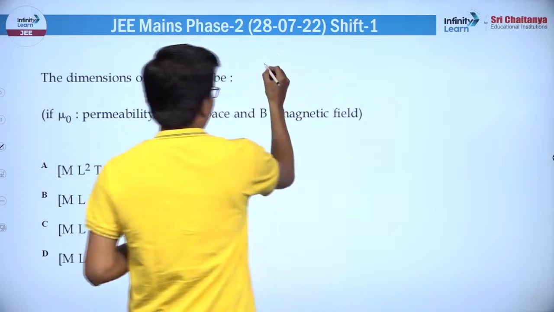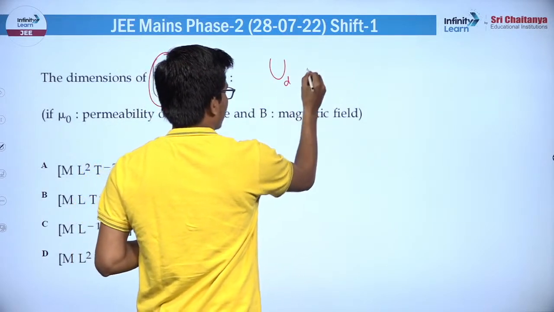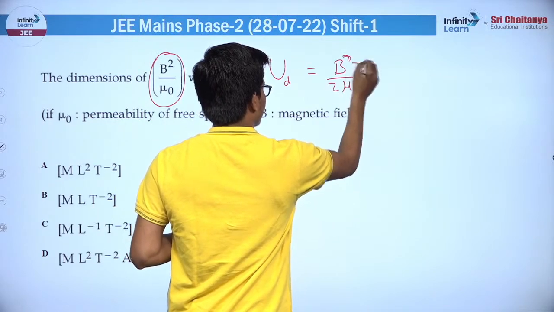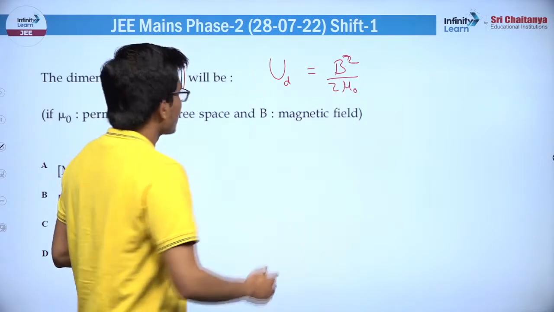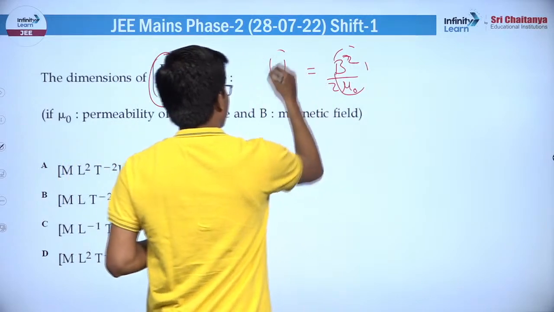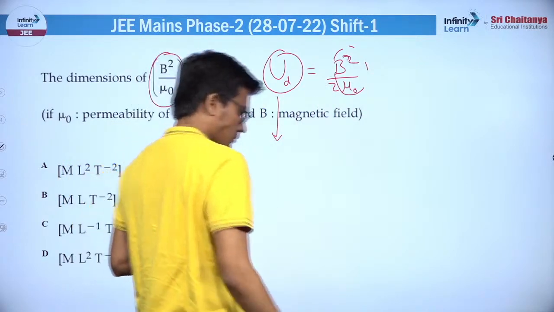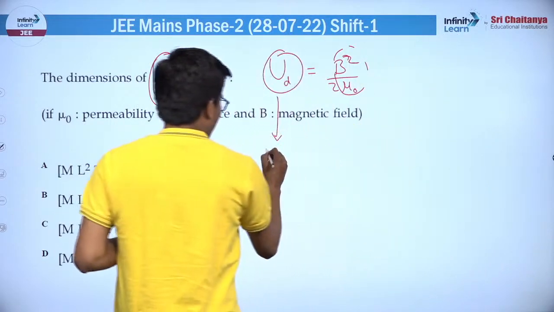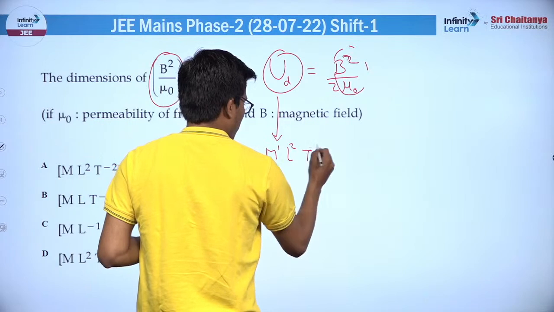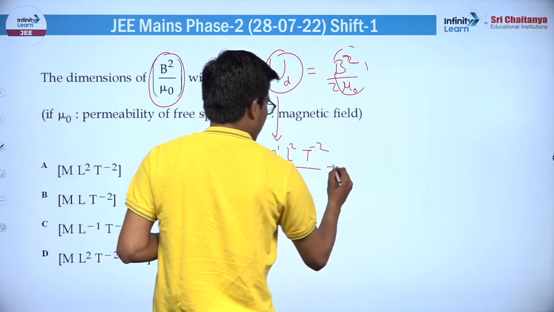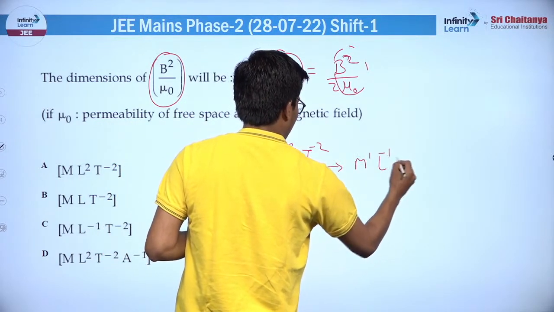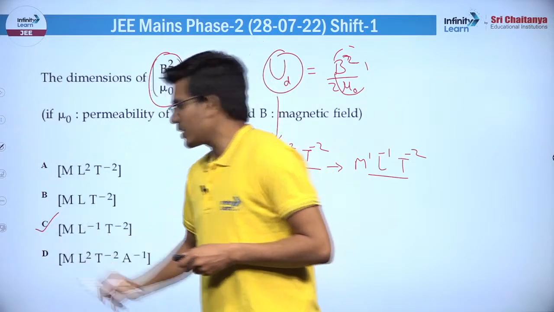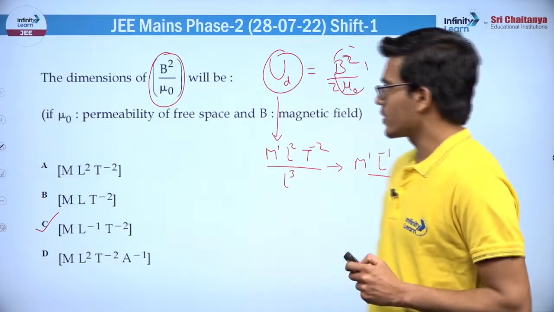So you know that in an electromagnetic wave, the energy density is given by B square by 2 mu naught, right? So the dimension of this quantity will be equal to the energy density, right? So energy density will be energy per unit volume. So its dimension should be M^1 L^-1 T^-2, that is given in C option, right? Simple question, direct formula based question.